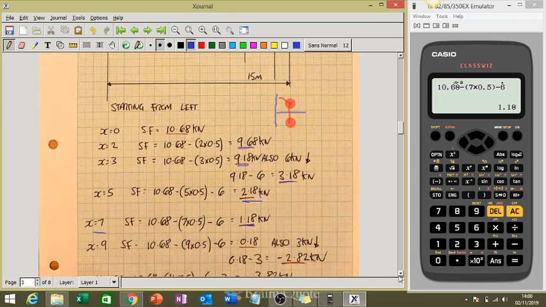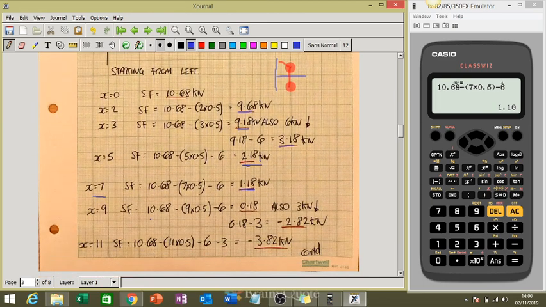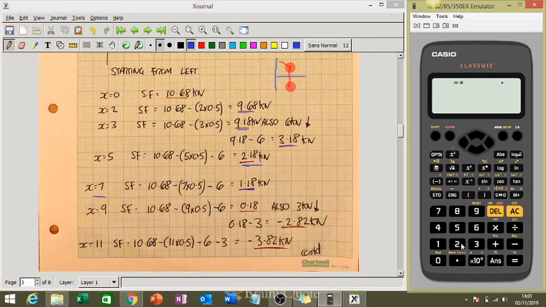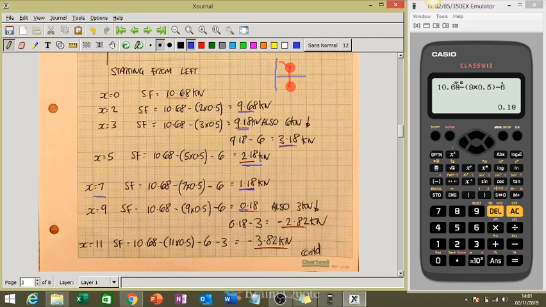So x equals 9, that's my force coming up, 9 meters worth of the 0.5, and the 6 coming down. So 10.68, take away 9 meters worth of my 0.5, take away my 6, 0.18, so that's 1 point. So make sure you plot that, 0.18 kilonewtons. I forgot to put the kilo.